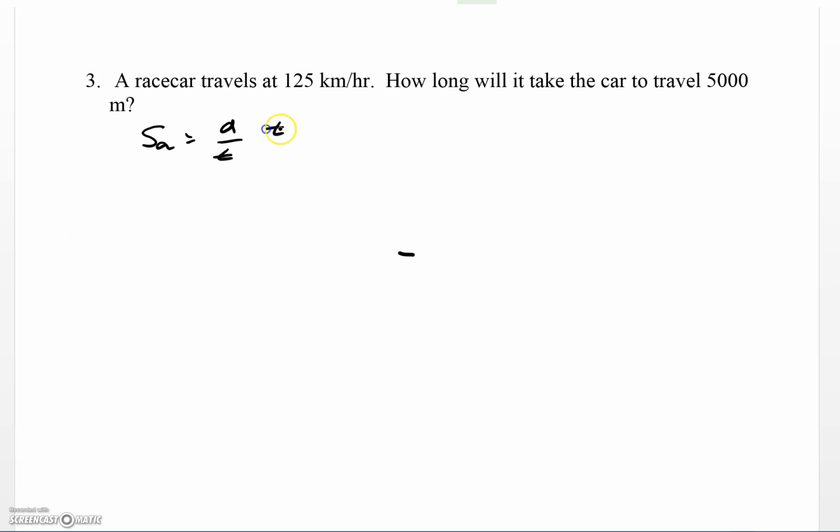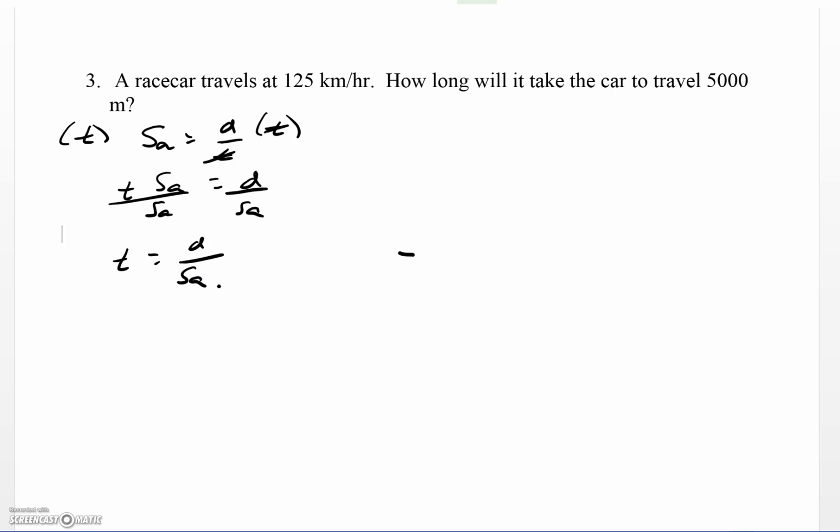So we've got time and time. Our time's going to cancel out. We're going to be left with time times our average speed equals our distance. We want to get the time by itself, so we're going to divide both sides by our average speed, and time equals distance divided by our average speed.